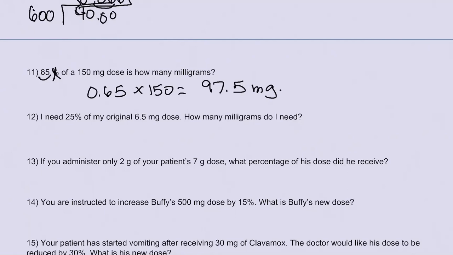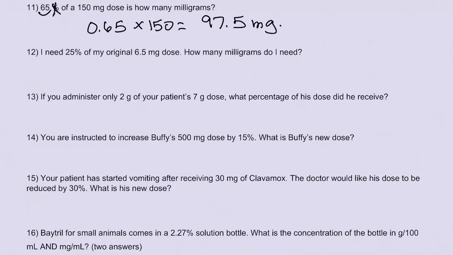All right, the next one's kind of the same thing. You're getting 25% of your original dose of 6.5 milligrams. So 0.25 times 6.5. And that leaves you with 1.63 milligrams.